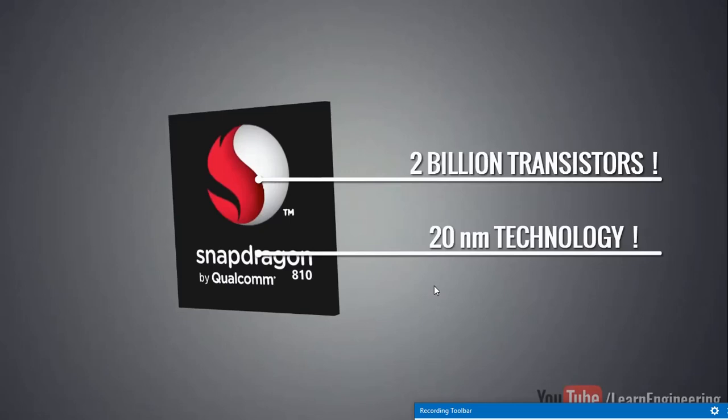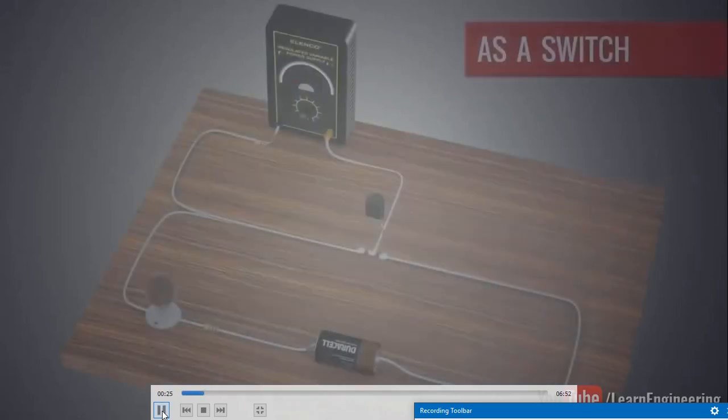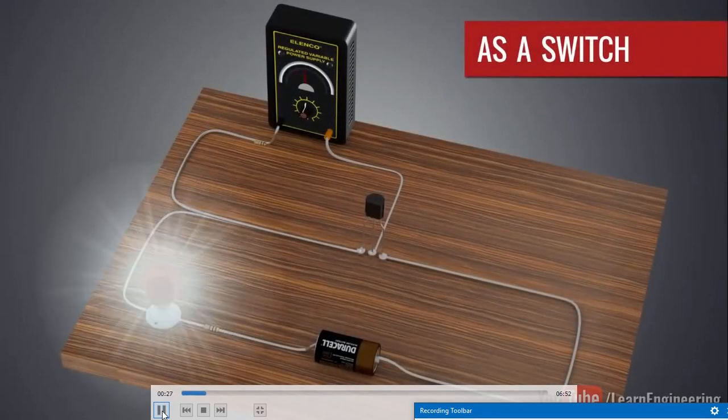So in this 810 Snapdragon processor, how many transistors are there? More than 2 billion transistors, and what technology? 20 nanometers technology. Very fantastic and fabulous. Assume 2 billion transistors, not one or two, 2 billion transistors, in a very small and tiny embedded 20 nanometers technology. That is the advantage of this transistor.